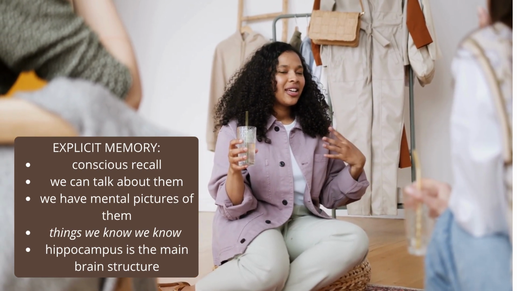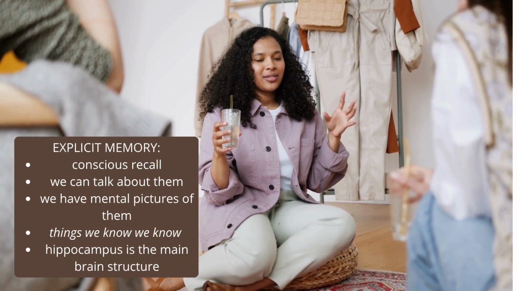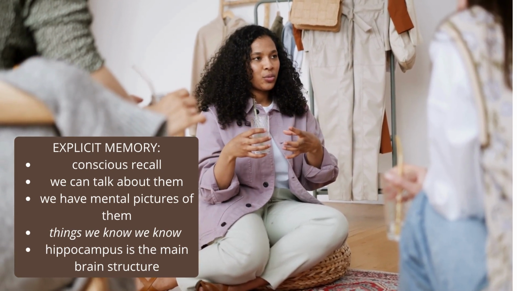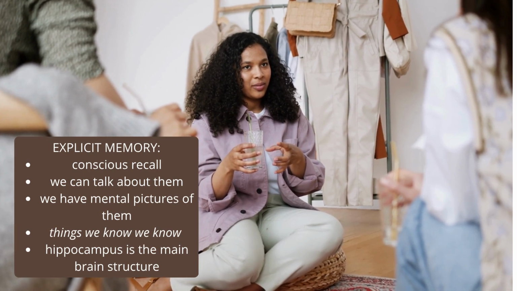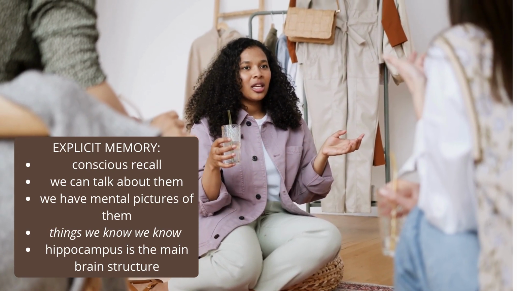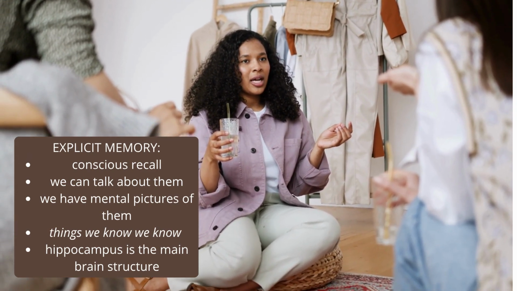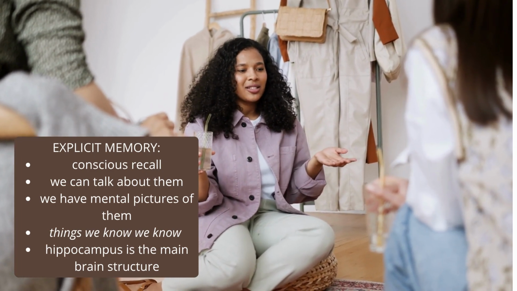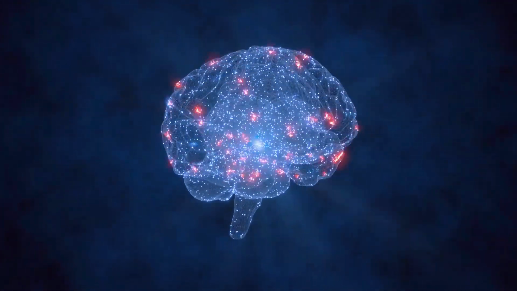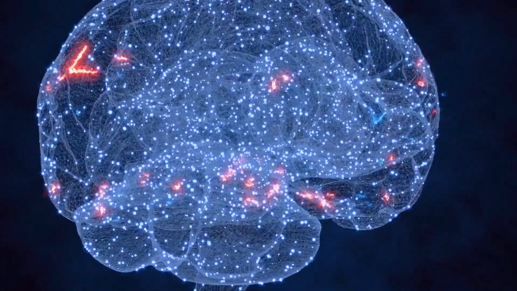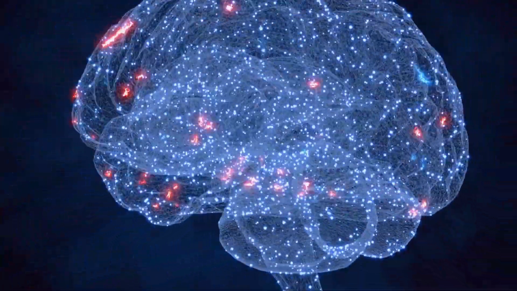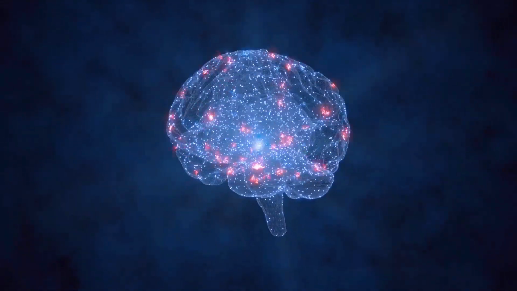Episodic memories are memories of personal experiences or events, like remembering your birthday party or a holiday. And then semantic memory is general knowledge and facts, like knowing that the sun rises in the east or the name of your favorite teacher, for example. These memories are often vivid, detailed. We can picture the scene, recall what happened, and describe it with words. The hippocampus is the key brain structure involved in forming and retrieving explicit memories.